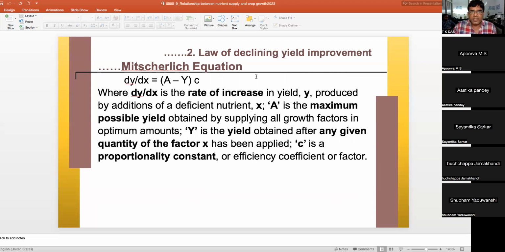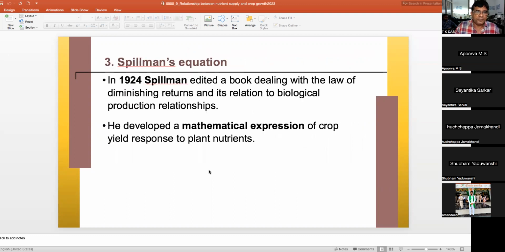dy/dx is the rate of increase or rate of change in yield produced by additions of the deficient nutrient x. A is the maximum possible yield obtained by supplying all growth factors in optimum amounts. y is the yield obtained after any given quantity of the factor x has been applied. c is the proportionality constant or efficiency coefficient or factor. So this defines the law of declining yield improvement or the Mitscherlich equation.